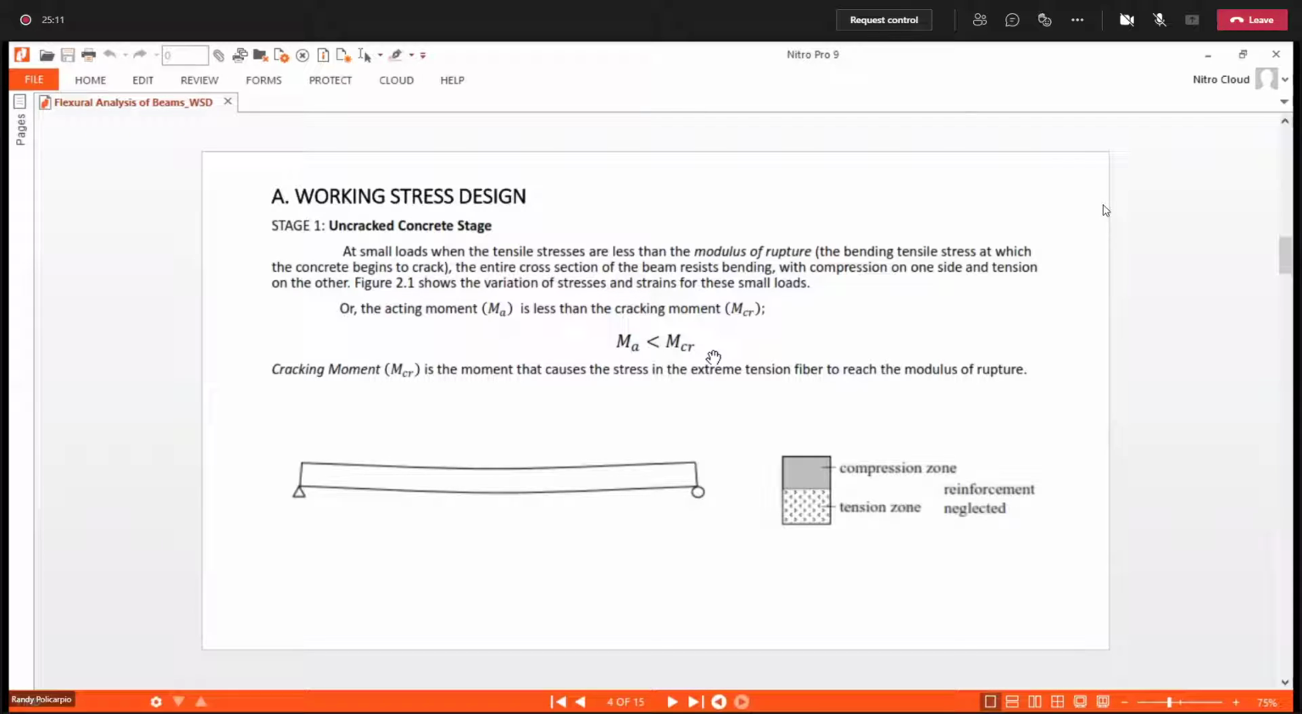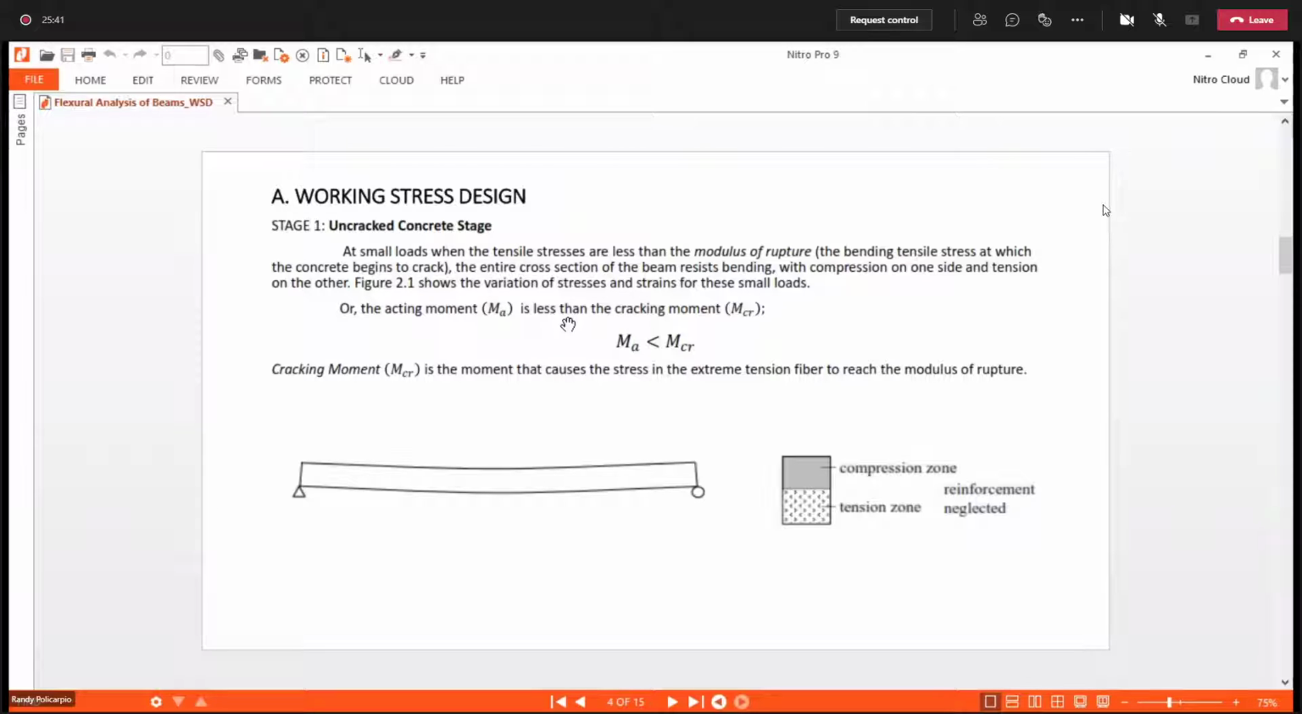Another criteria that we may consider, no? Kaya lang ito, pag ito yung ginawa mong criteria, you are already computing the stresses in your section. Ito kasing moment, pag ito yung basis mo, ito yung earlier part ng computation mo. Kaya kaagad ma-identify mo.